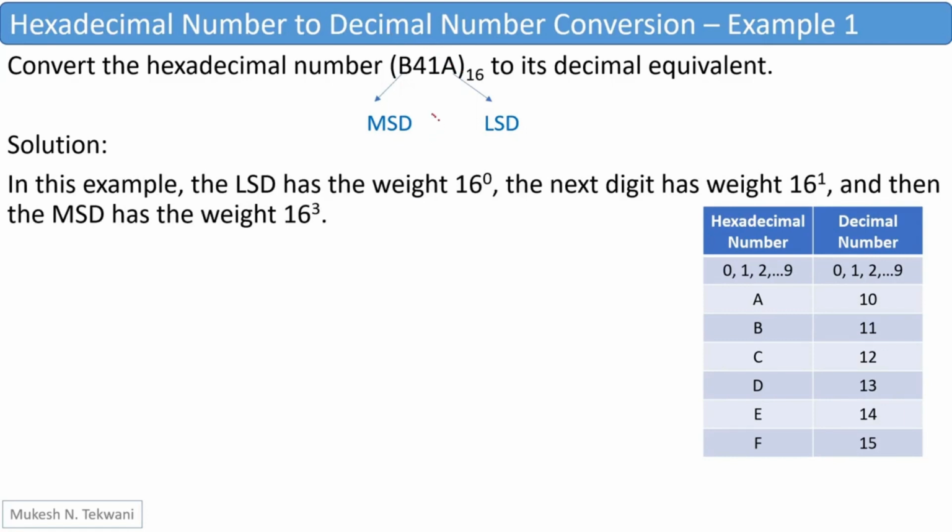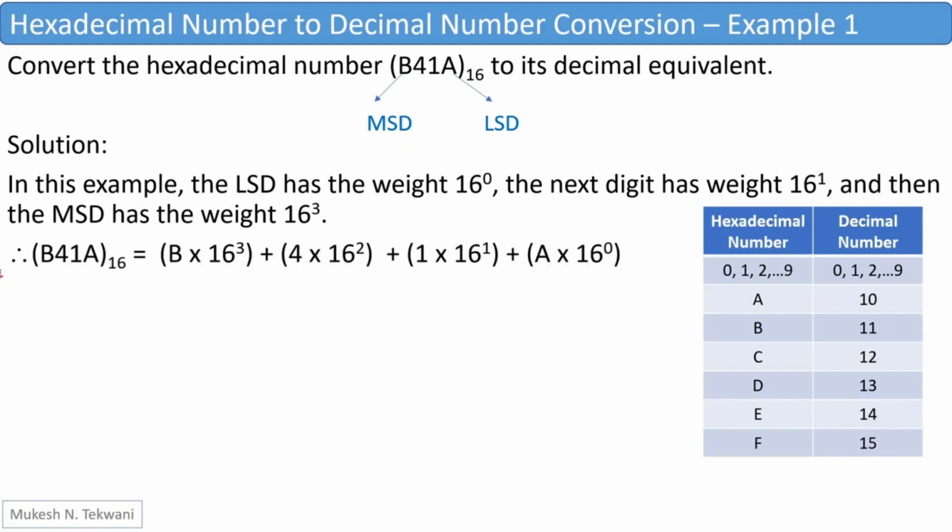Now, in this given number, the least significant digit, that is A, has the weight 16 raised to 0. The next digit has the weight 16 raised to 1. What it means is this A will be multiplied with the power 16 raised to 0, and 1 will be multiplied with 16 raised to 1. Of course, A will be replaced by its equivalent decimal value 10. In a similar way, B will be replaced with its equivalent value 11, and that B will be multiplied with 16 raised to 3. So we say that B has the maximum weight here.